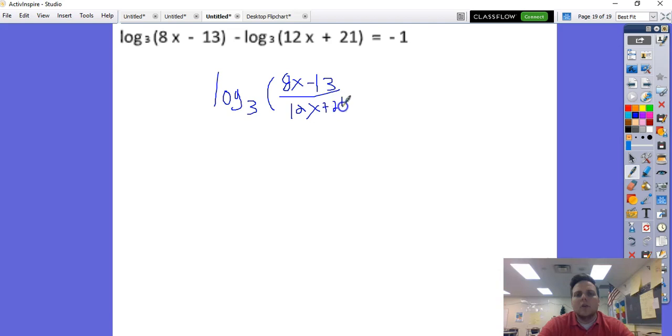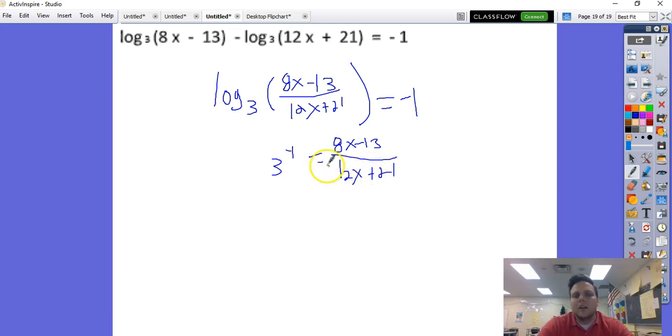Okay? Now when we're done with writing this, you'll still notice we still have both the x's trapped by the log. So what I want to do is get rid of the log. I get rid of the log by changing forms. So I can say 3 raised to the exponent negative 1 is equal to the argument 8x minus 13 divided by 12x plus 21.